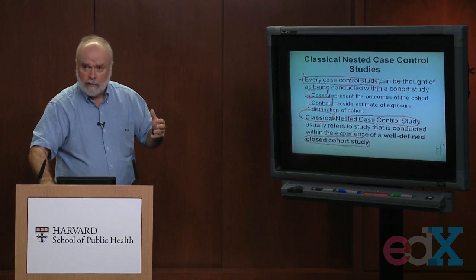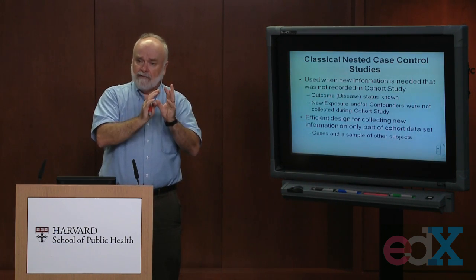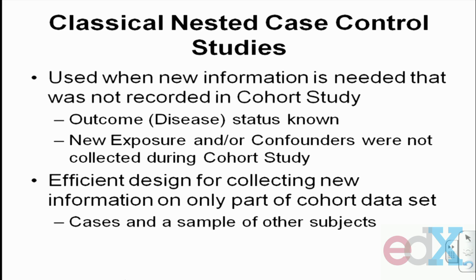Now, you might think, why would I want to do a case control study? If somebody already did the cohort study, if somebody already enrolled people at risk for developing disease, followed them forwards in time, recorded who got disease and who didn't get disease, and now I come along and take those people who got disease and call them cases, and take some of the other people and call them controls and start doing a case control study, what am I gaining? Why don't I just use the original cohort study? Well, the reason we do this classical nested case control study, the reason the cohort study itself isn't enough, is because we need new information.